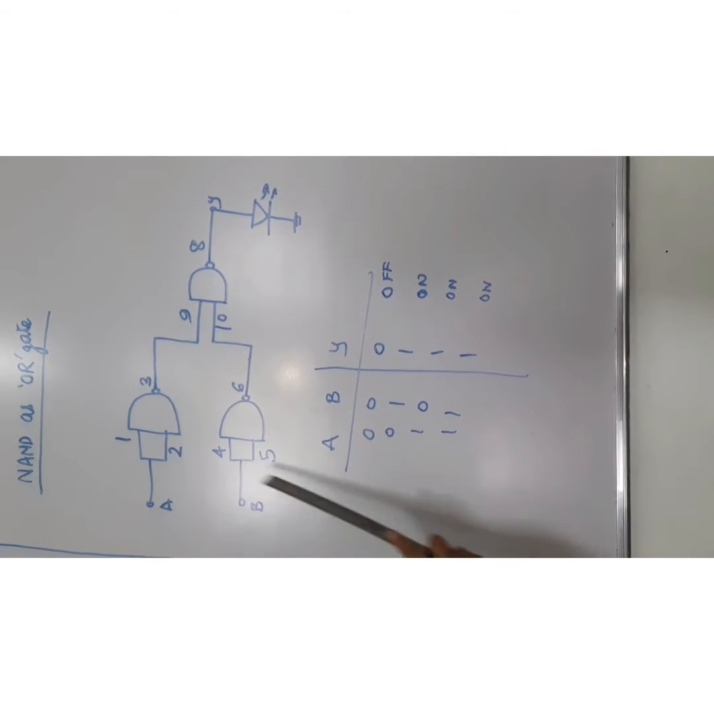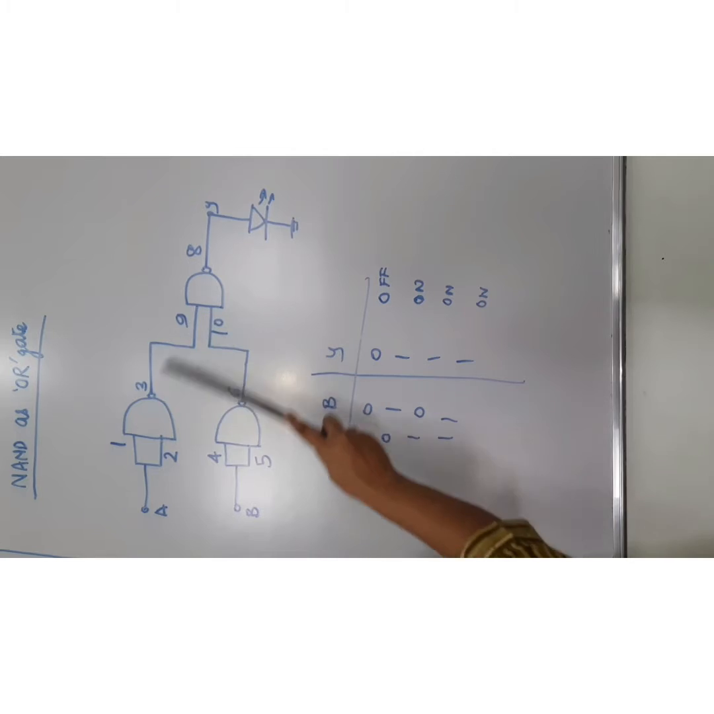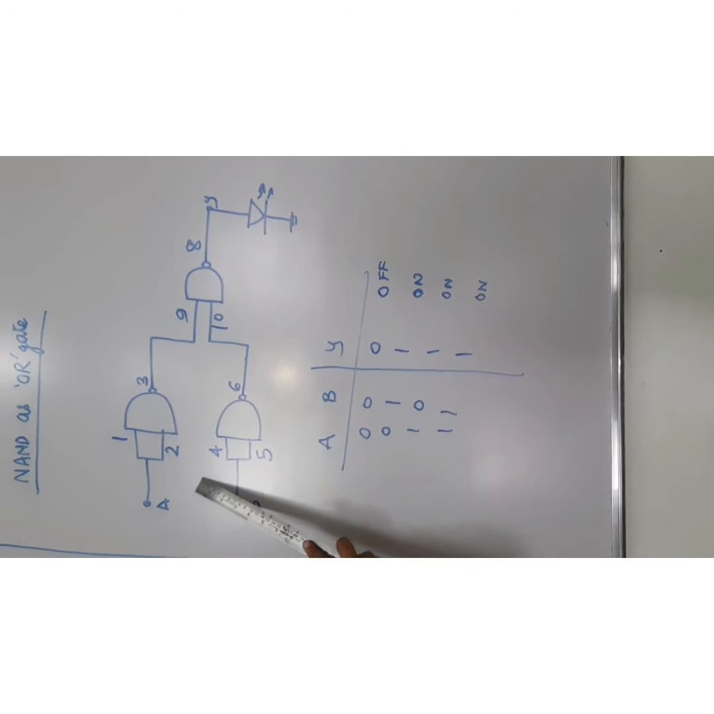Next is the pin connections of NAND gate as OR gate. So here we need 3 NAND gates. You can see here. So I am going to show you the pin connections.